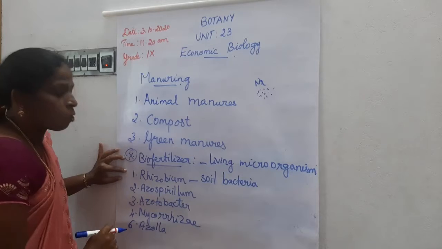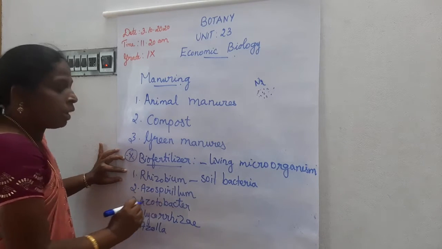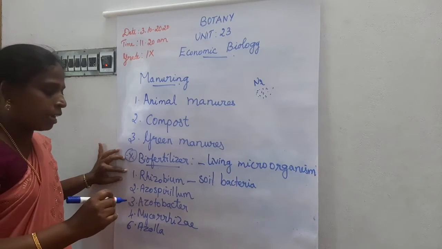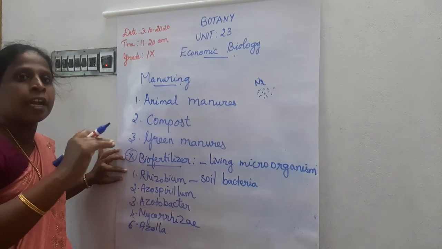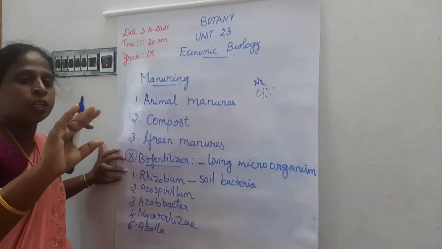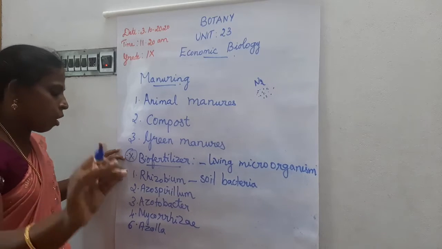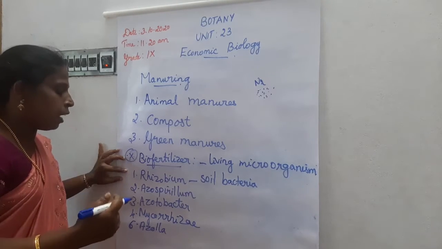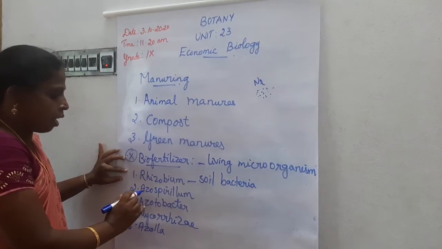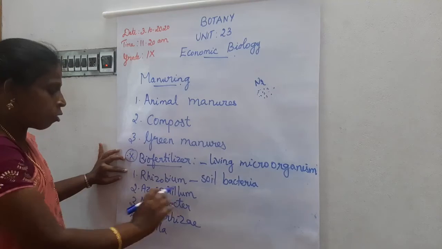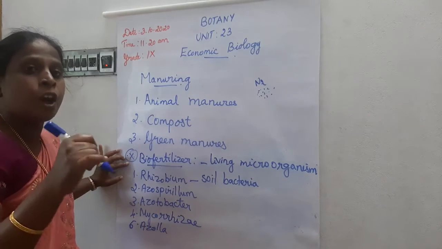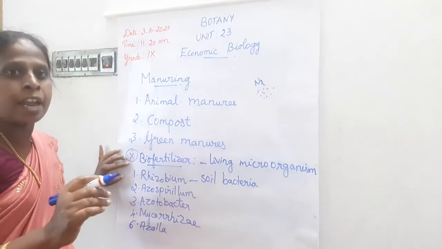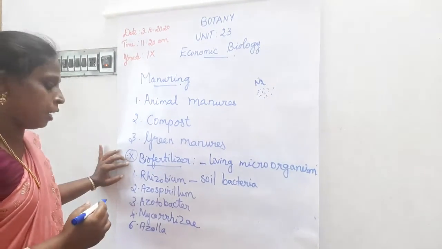Next one is azospirillum. Azospirillum has the ability to use atmospheric nitrogen and it can transport this nitrogen to the crops. This azospirillum can be inoculated in wheat, barley, oats, sorghum, etc. and it can increase the productivity.